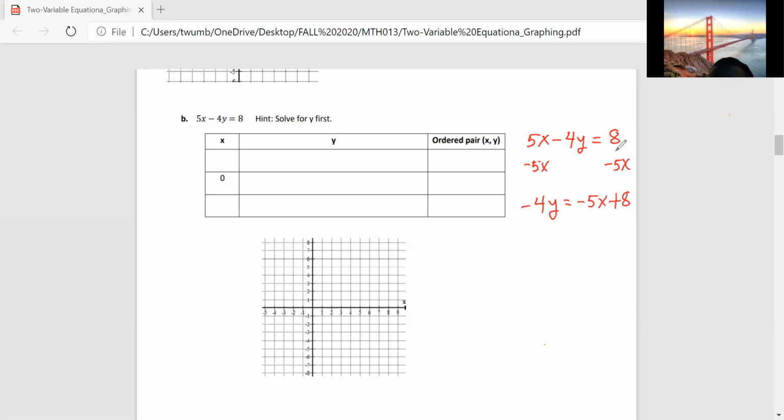Remember that this 8 there is positive. You don't see any negative there. That's why this plus sign is there, because this is now joining it. And I'm going to divide through by negative 4. The negative 4 multiplies y. So if y is going to be by itself, if I'm going to solve for y, then I need to divide both sides by negative 4. So something like this.